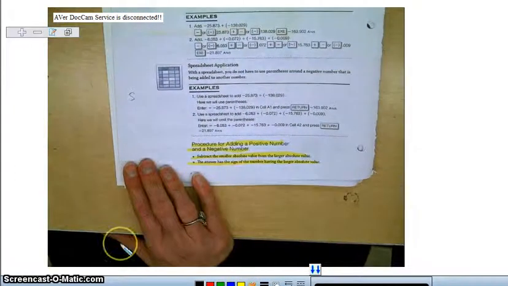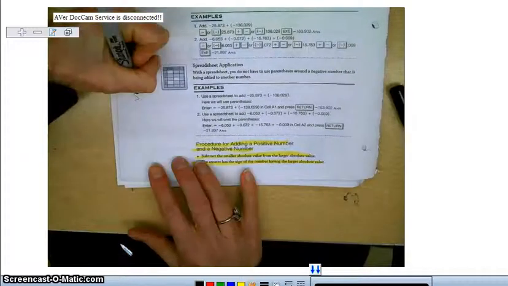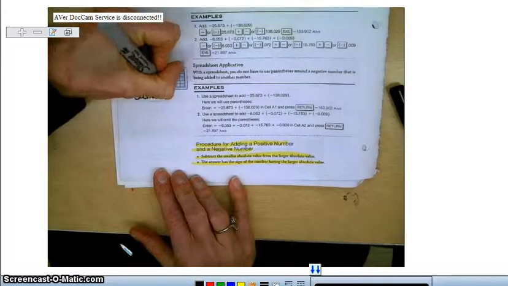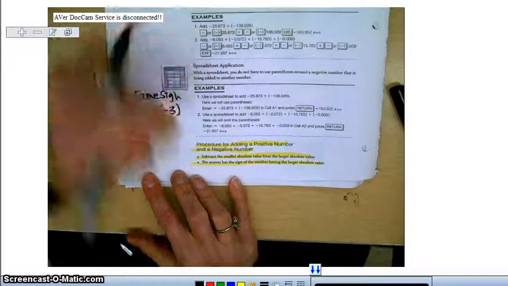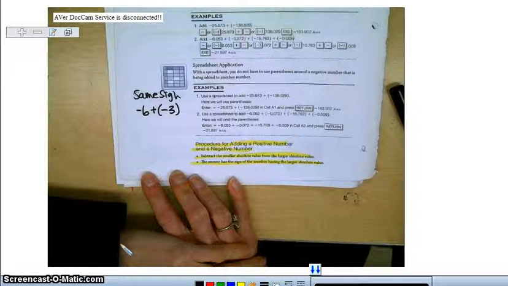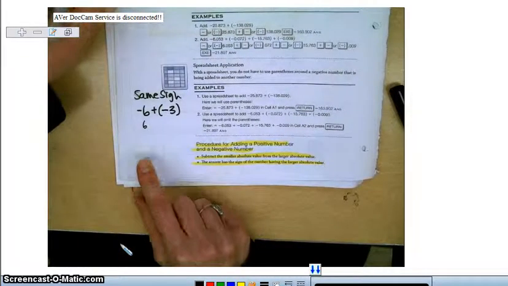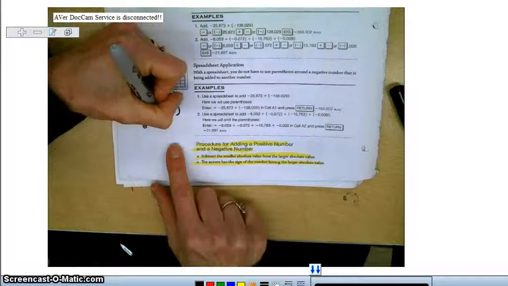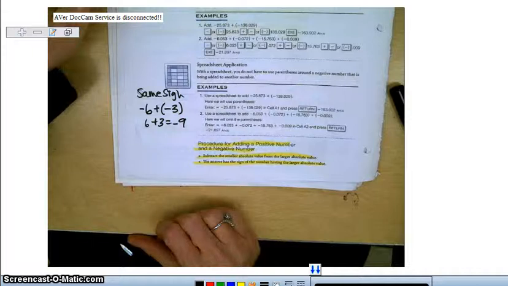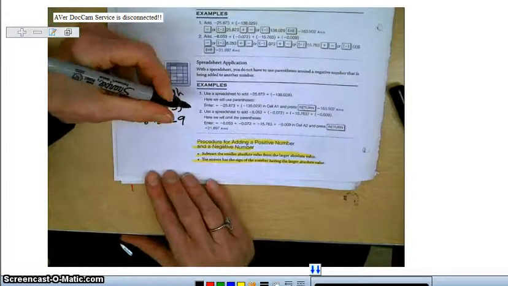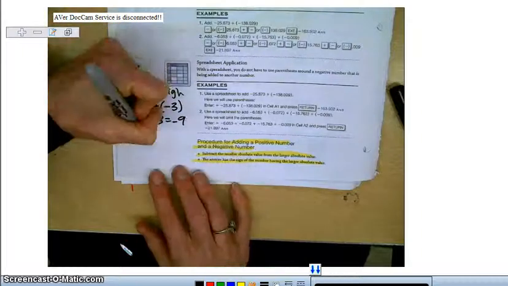Here's a same sign example. Okay, this is going to be a same sign example. So let's say I want to add -6 plus -3. You add the absolute values, so the absolute value of -6 is 6. The absolute value of -3 is 3. You add the absolute values, which is 9, and then since they're both negative, the answer is negative.